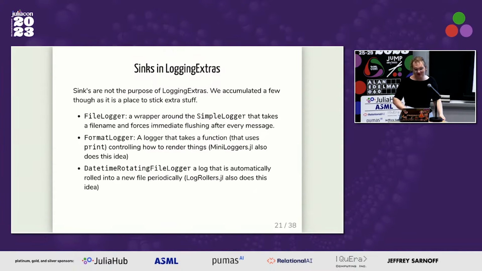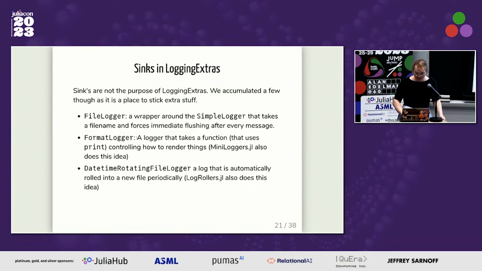So LoggingExtras is not really about sinks, but we've accumulated a few over time because people are like, I want to put this somewhere. And they're like, this is somewhere. They're not bad. So the file logger just wraps simple logger, and it just takes a file name. And the only thing it does special is force immediate flushing after every message, just in case your whole system crashes. I don't particularly see a reason to use this because it's very short, but people seem to really like it. People don't like writing open to open a file stream, but you can just open a file stream and give that to console logger instead.